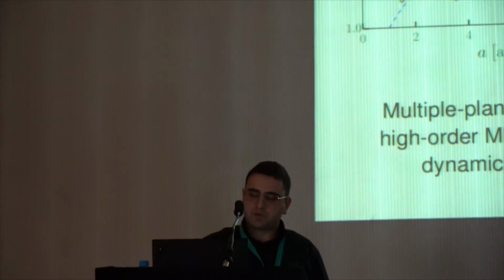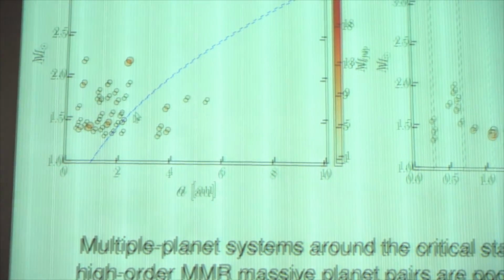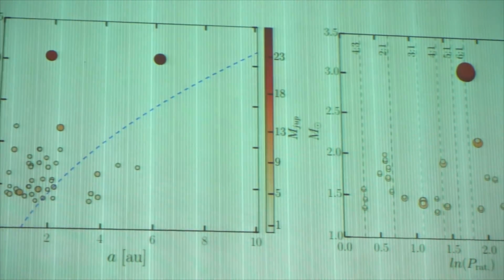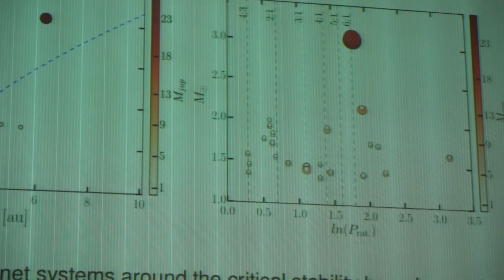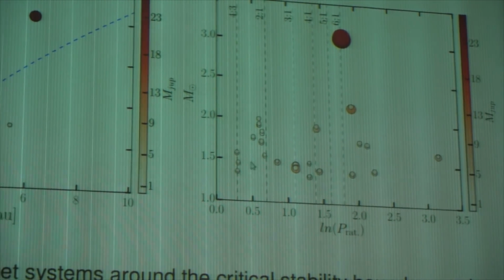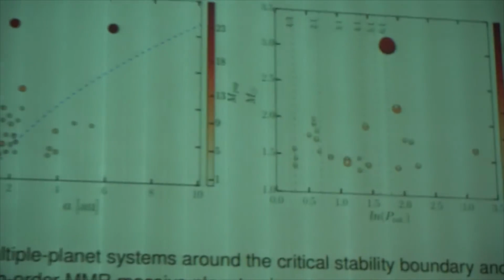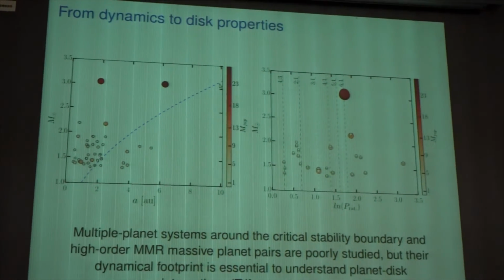Just a brief slide over here. This is just a subsample of the more massive planets which are found around more massive stars, the intermediate mass stars, from radial velocities. And on the y-axis in both plots is the stellar mass estimate, and here this dashed blue line is the so-called ice line or snow line.